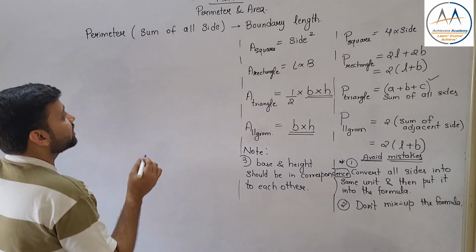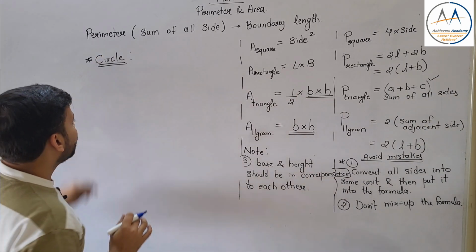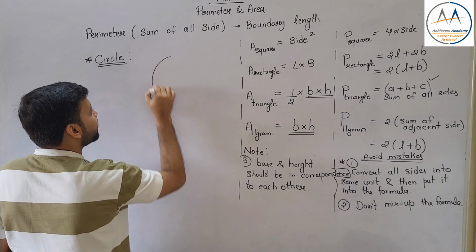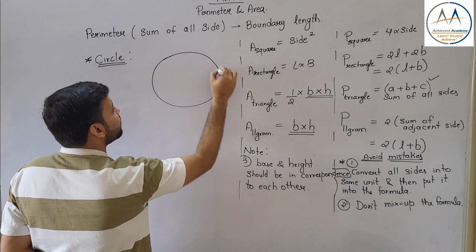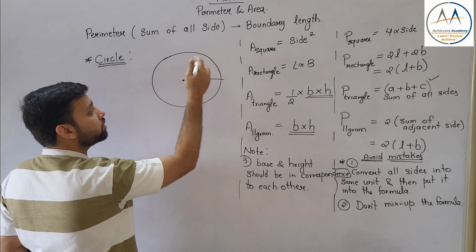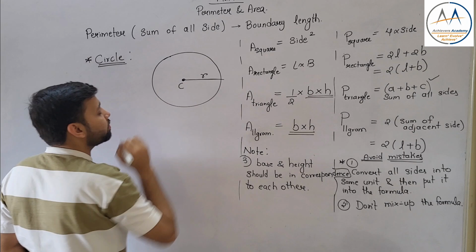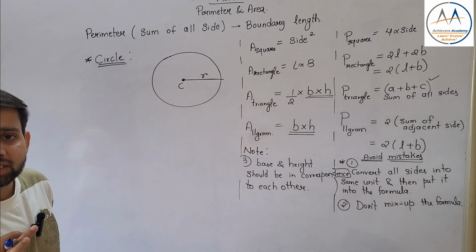Okay, so let's discuss another figure. Let's discuss the circle. What is a circle? A circle has a fixed center, and the distance of every point on the boundary of a circle from the center point is fixed, which is called the radius.